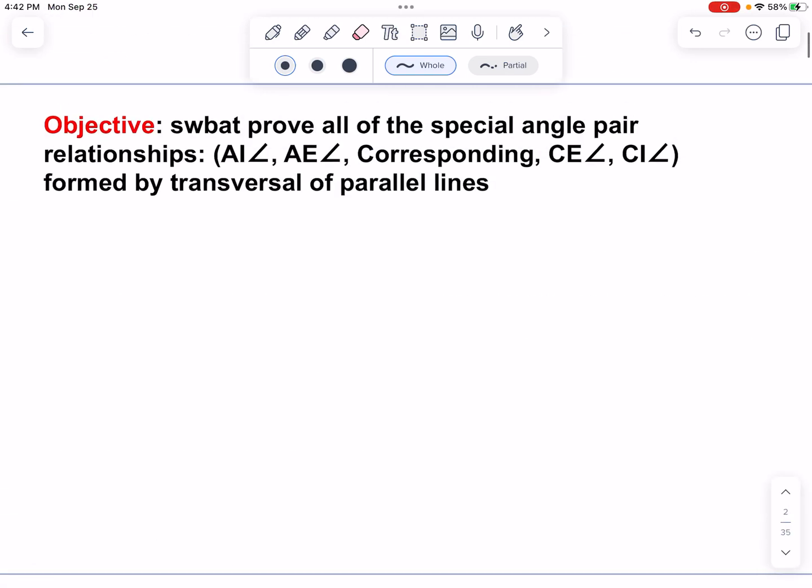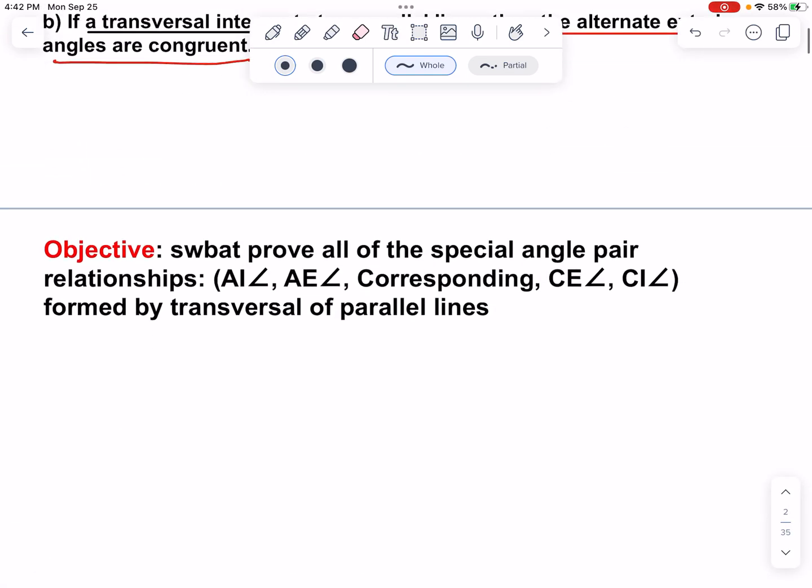Okay, welcome. In this video, we're going to prove all the special angle pairs that we've been working with, right? So we've been using them without proving them. In this video, we're going to go back and prove them.